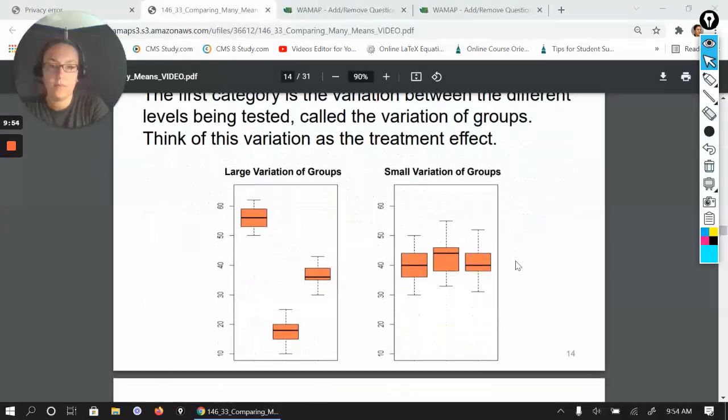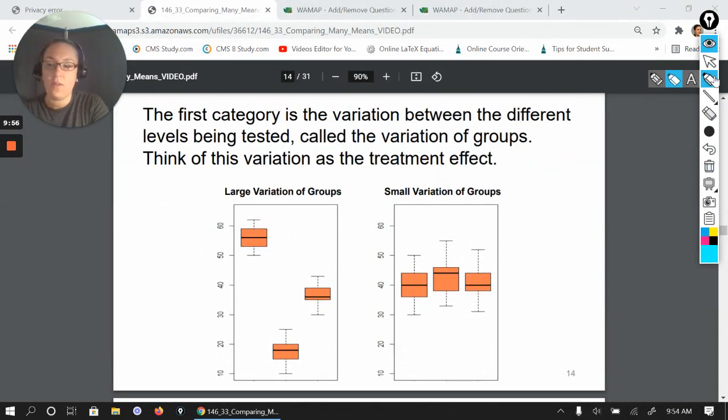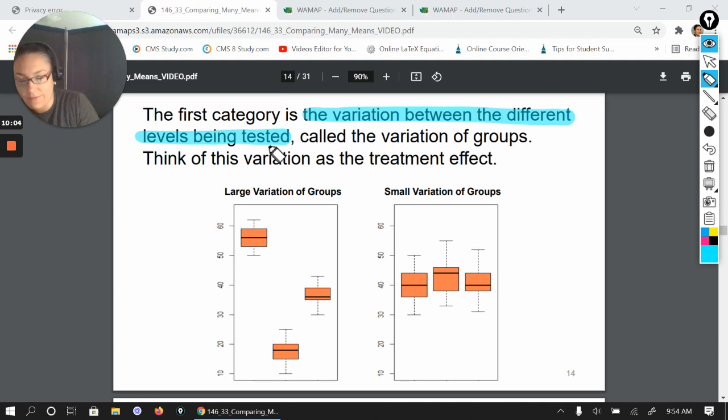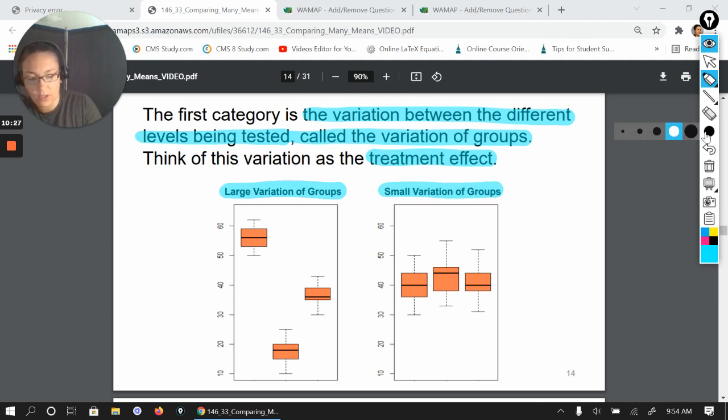The first category is the variation between the different levels being tested. This is called the variation of groups. Think of this variation as the treatment effect. So over here we see two box plot graphs comparing side by side. On the left we see a large variation of groups, and on the right we see a small variation of groups.